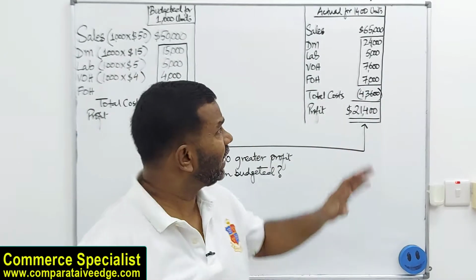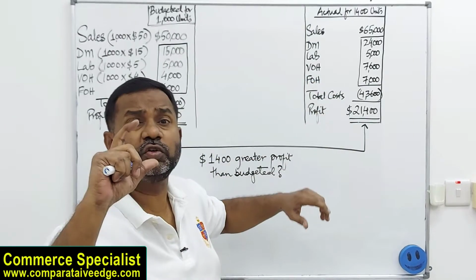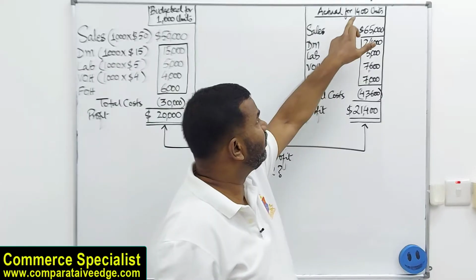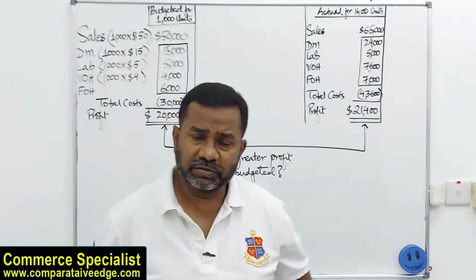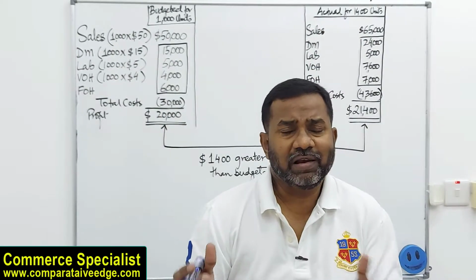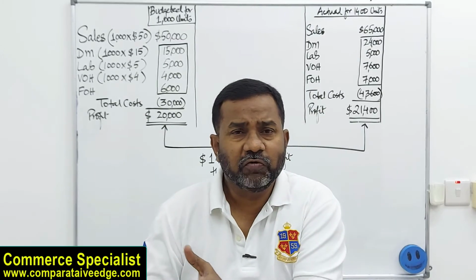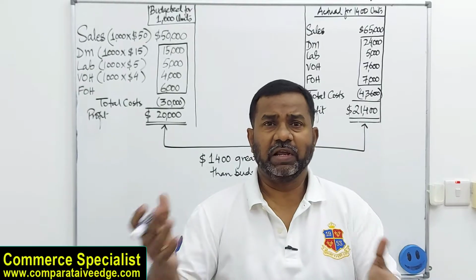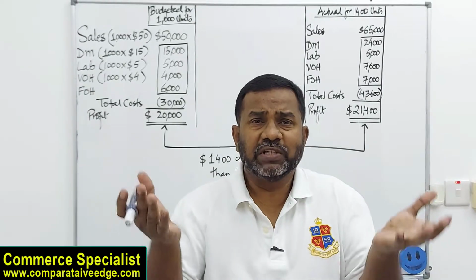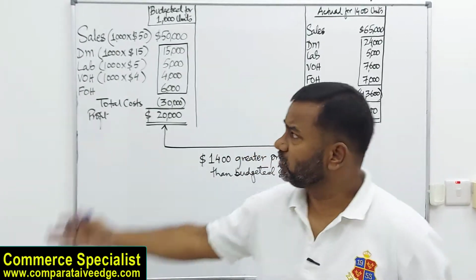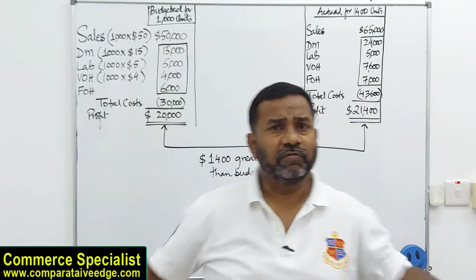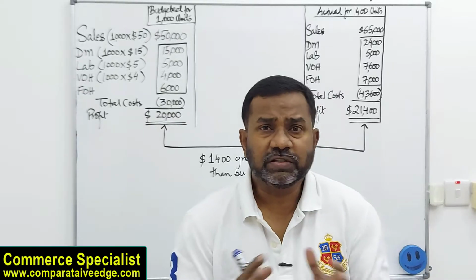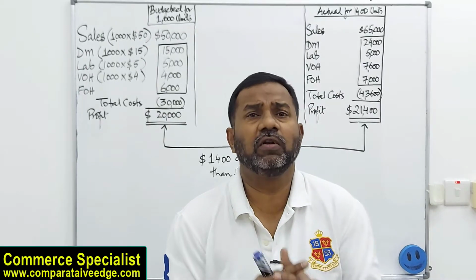But in reality, the actual figures which are given are for making and selling 1,400 units. So how can we compare an estimation for 1,000 units with the actual result of 1,400 units? So it's like comparing an apple with a watermelon. I mean, the budget base is not the same. The budget figures are for 1,000 units, whereas the actual figures are given for 1,400. Comparison is not possible. Even if you compare, it will not be realistic.